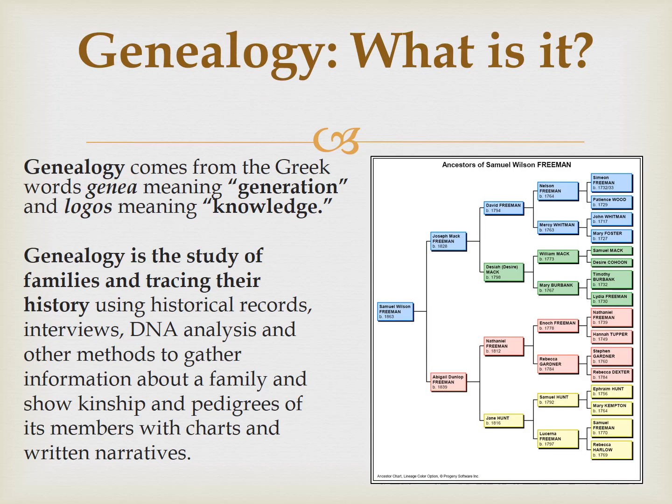If you're wondering where the term genealogy comes from, it's the combination of the Greek words genia, meaning generation, and logos, meaning knowledge. Genealogy is the study of families and tracing their history through historical records, interviews, DNA analysis, and other methods to gather information about family and show kinship and pedigrees of its members with charts and written narratives. The image on this slide is an example of a generational or pedigree chart.